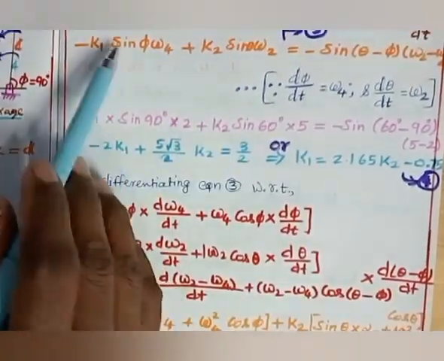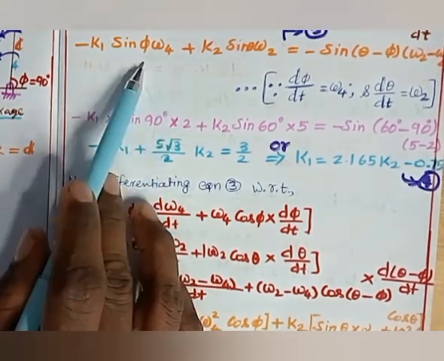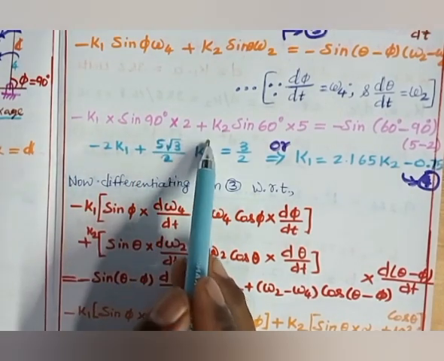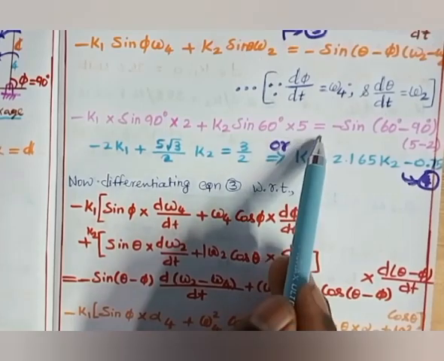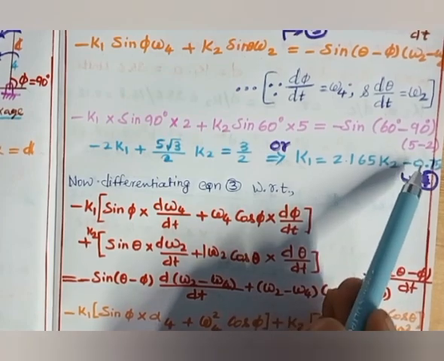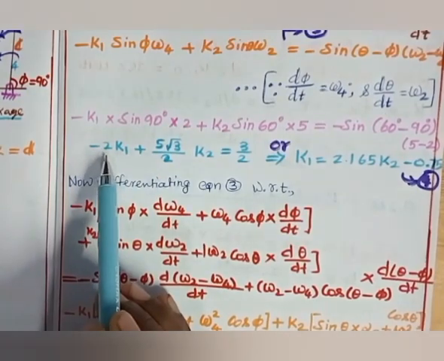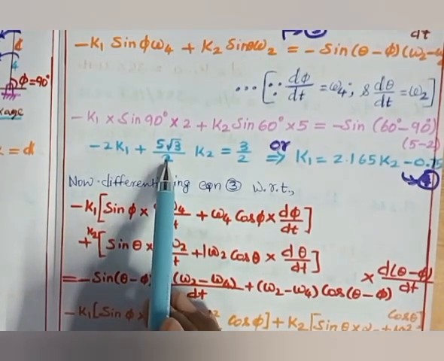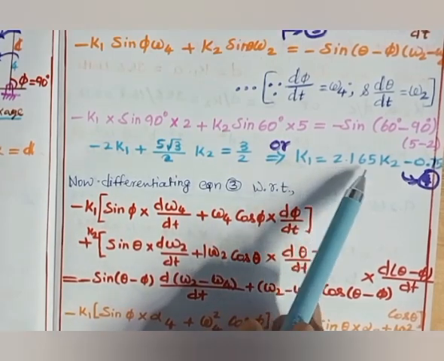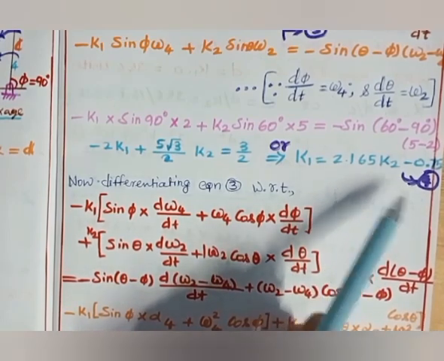So finally put the corresponding values for theta and phi. So phi equal to 90 degrees and theta equal to 60 degrees. Minus k1 into sin 90 degrees into 2 plus k2 into sin 60 degrees into 5 equal to sin of 60 minus 90 degrees. Again 5 minus 2, which means omega 2 minus omega 4. So we obtain minus 2k1 plus 5 root 3 divided by 2 into k2 equal to 3 by 2, or k1 equal to 2.165 into k2 minus 0.75. So this is known as equation number 4.